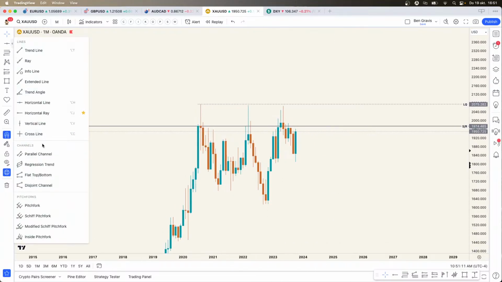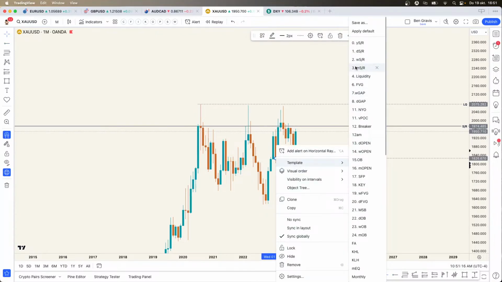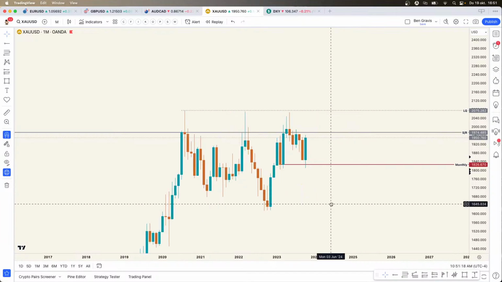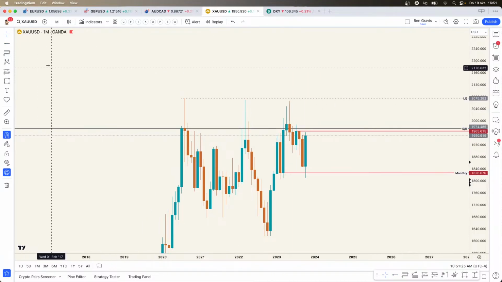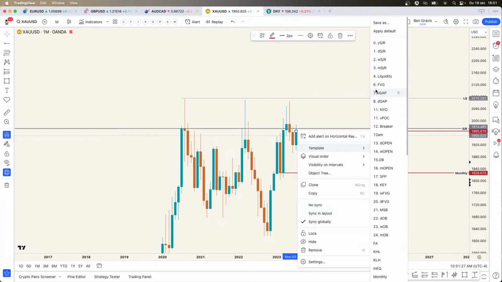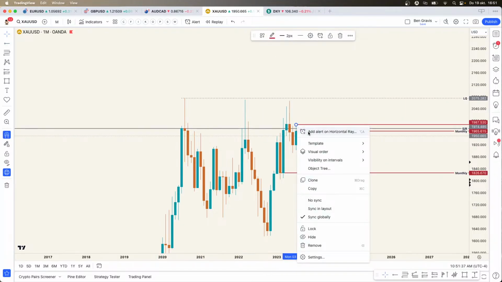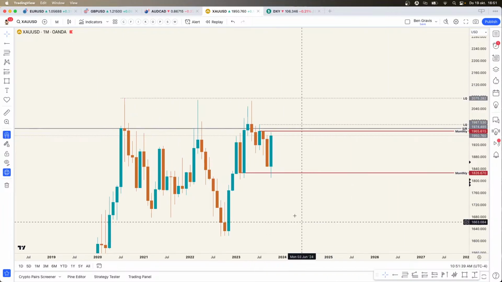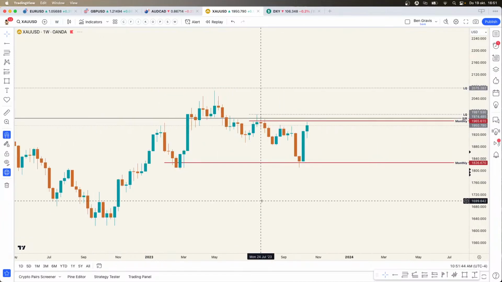So we currently bounce from this monthly support. That's what I was looking for in the group. We received that bounce. We have the lower high, and we now have again this monthly SR, again with the liquidity up there. Market structure is still intact to the bullish side.